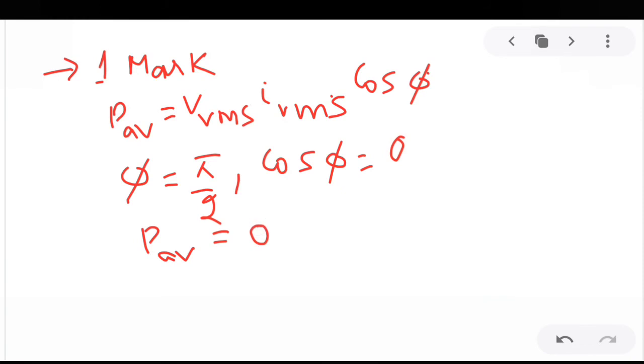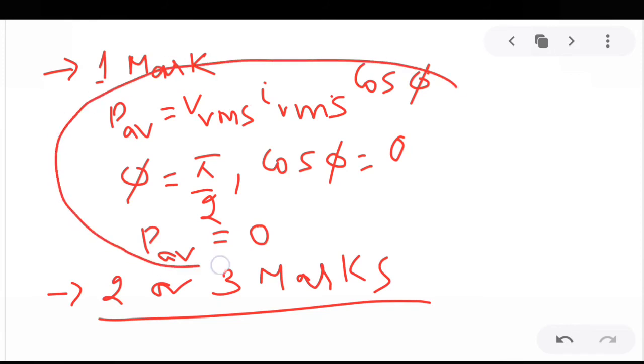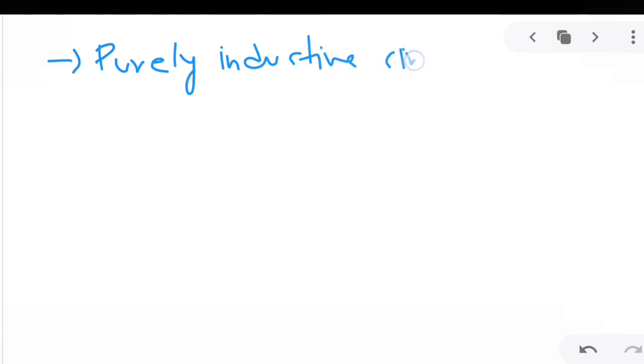But now, if this is asked for, say, 2 or 3 marks, then this will not be sufficient. Then what you will have to do? Now, let us see that. Now, for purely inductive circuit, that is circuit with only inductance, no resistance, no capacitance.